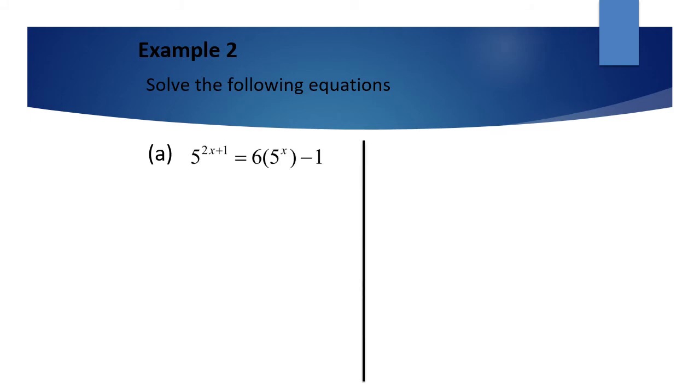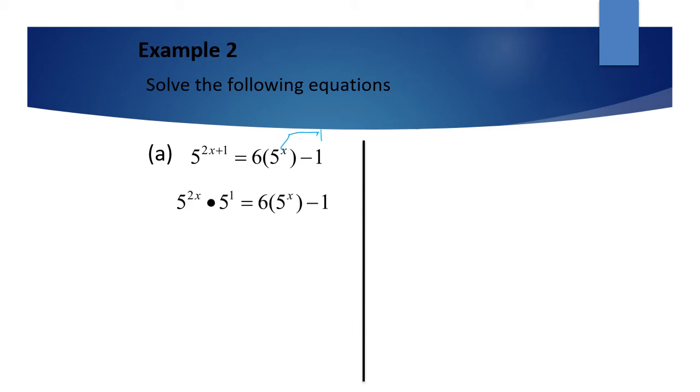Okay, for example 2, we want to solve the following equation. Equation A is 5 to the power of 2x plus 1 equal to 6 multiplied with 5 to the power of x minus 1. Which method should we use? For this part, we don't have one term on the left side and one term on the right side. We have two terms on the right side. So for this one, we directly use substitution.